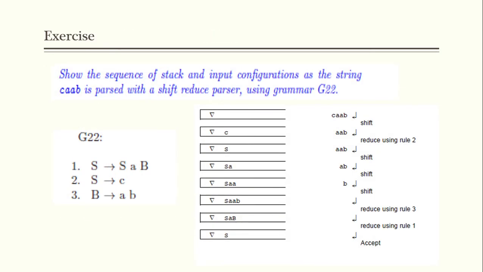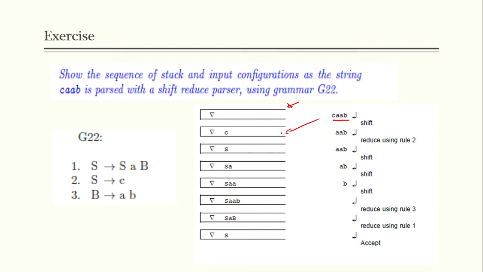Okay, this is just an extra exercise on how to construct the sequence of stack and input configurations. Let's go through it using grammar G22. For example, the input string is CAAB. We start with the initial stack, which contains the triangle and the starting symbol. The first step is always shift. We shift because the stack is empty. So we shift C into the stack.